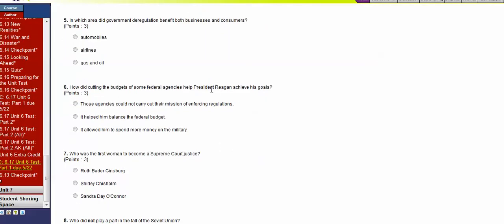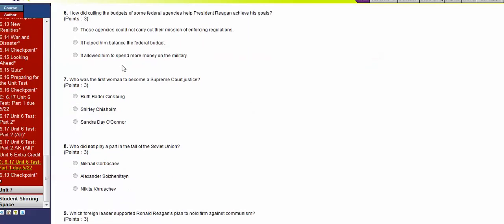Number 5, in which area did government deregulation benefit both business and consumers? Was it the automobile industry, the airline industry, or the gas and oil industry? Number 6, how did cutting the budgets of some federal agencies help President Reagan achieve his goals? Those agencies could not carry out their mission of enforcing regulations. It helped him balance the federal budget, or it allowed him to spend more money on the military.